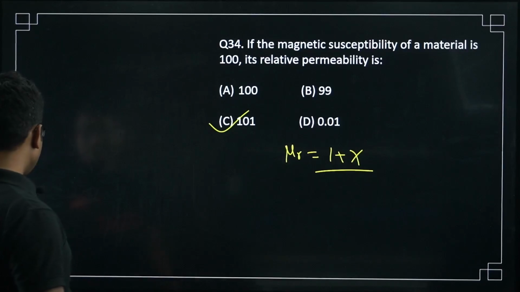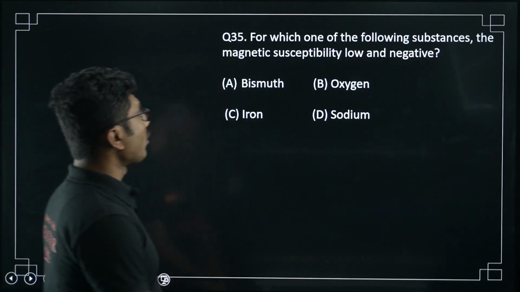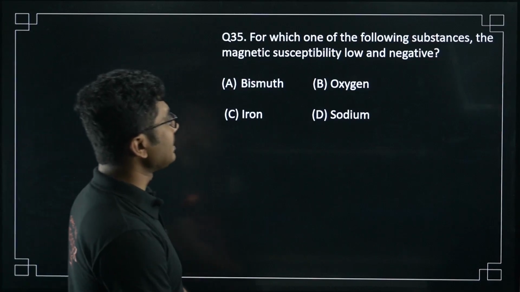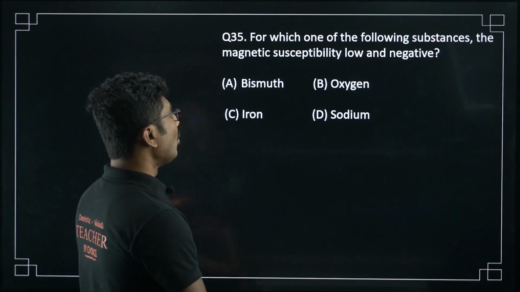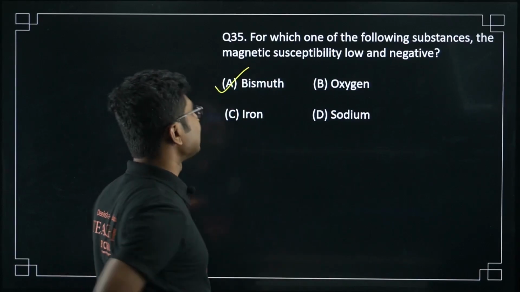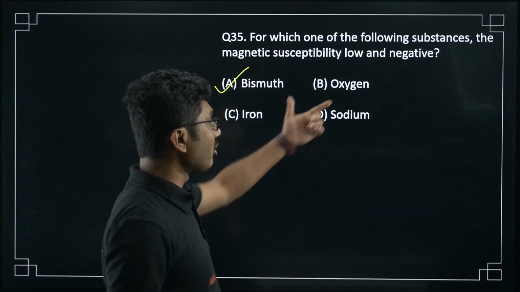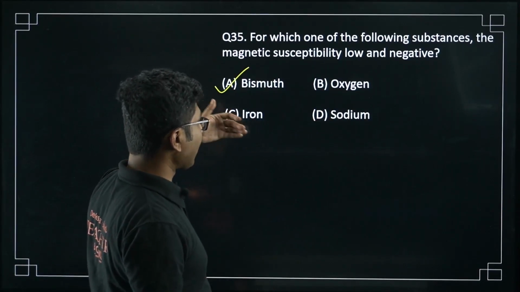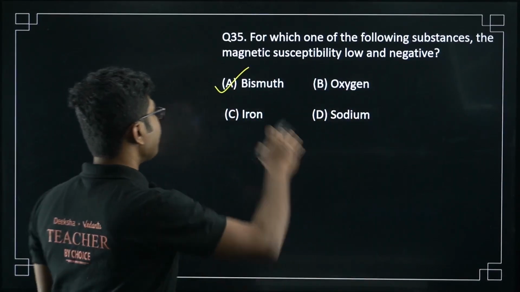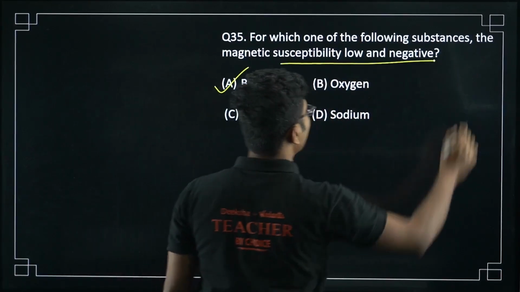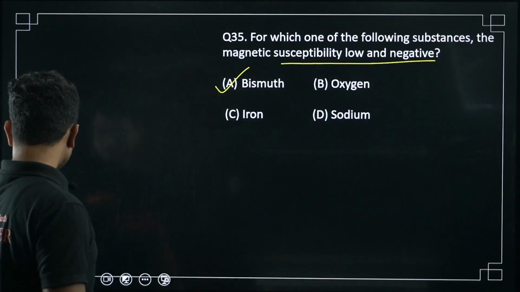Okay, easy question. For which one of the following substances is the magnetic susceptibility low and negative? Low and negative is for a diamagnetic substance. Bismuth is a diamagnetic substance. Obviously oxygen is a paramagnetic substance, iron is ferromagnetic, and sodium is also paramagnetic. So bismuth is an example of diamagnetic, and for it, susceptibility will be low and negative.